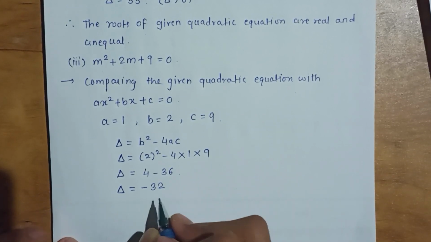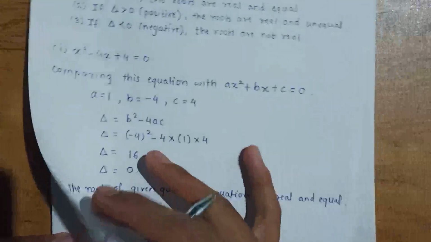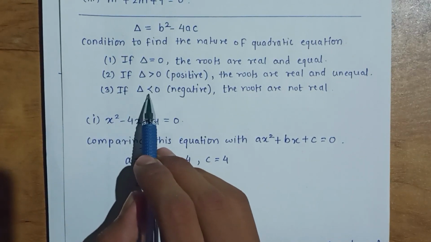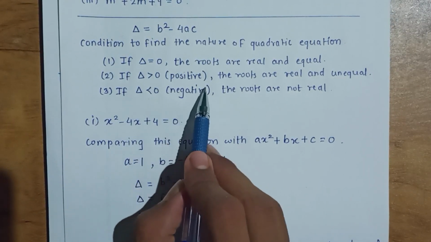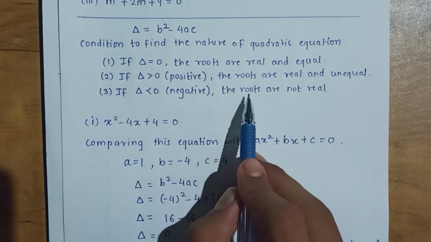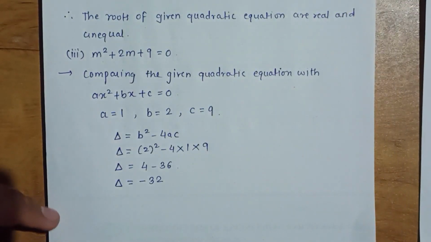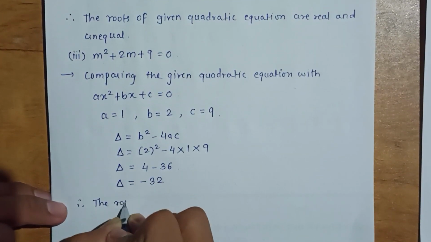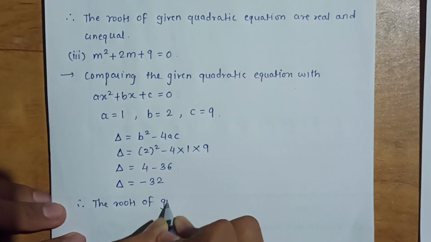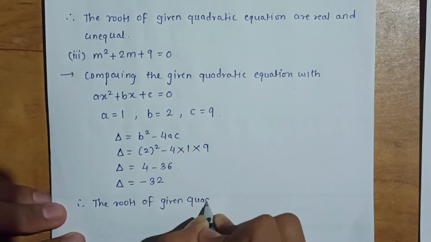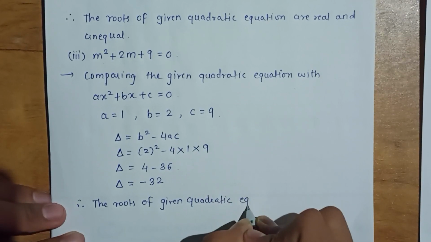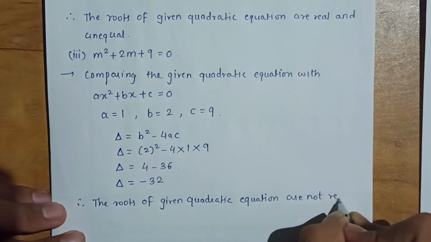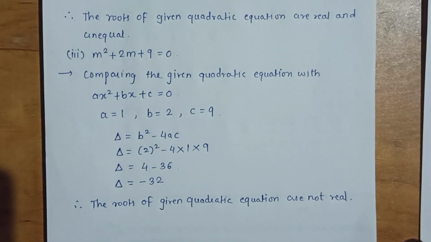So now our delta is less than 0. Our third condition is that if delta is less than 0, that is a negative value, then the roots are not real. So we will write: therefore the roots of the given quadratic equation are not real. So we have done with all the three sums.